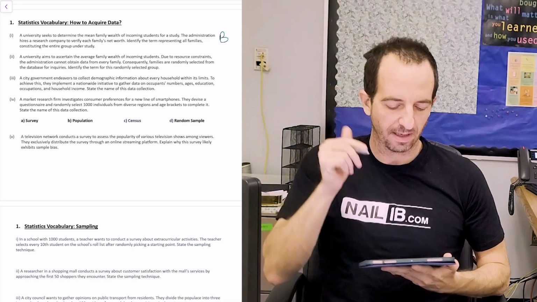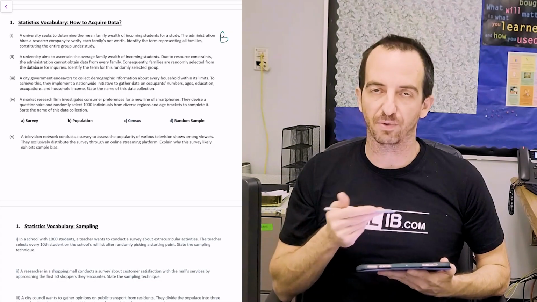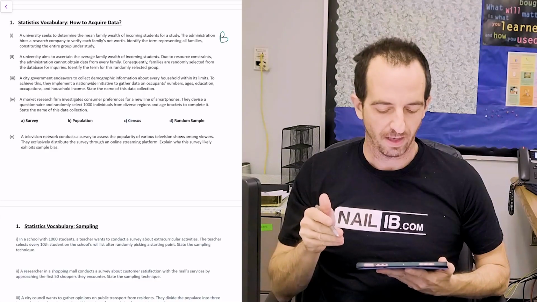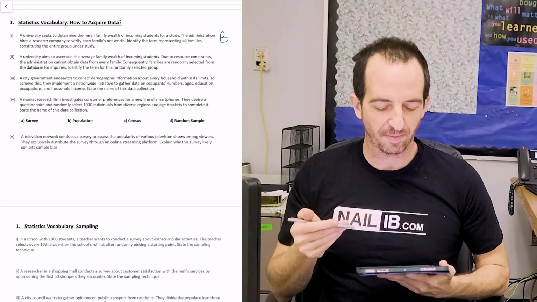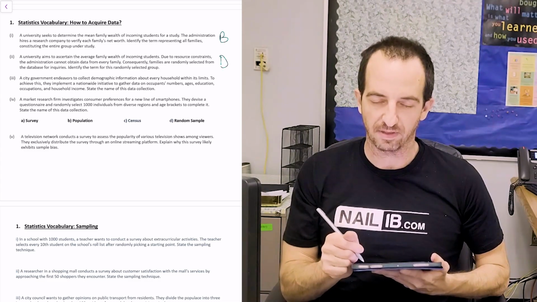In contrast, if we look at part two, this is a more likely circumstance where they don't have enough resources to go and acquire data from each particular family. As a result, they randomly select from a database and focus on them, and that we know is a random sample.